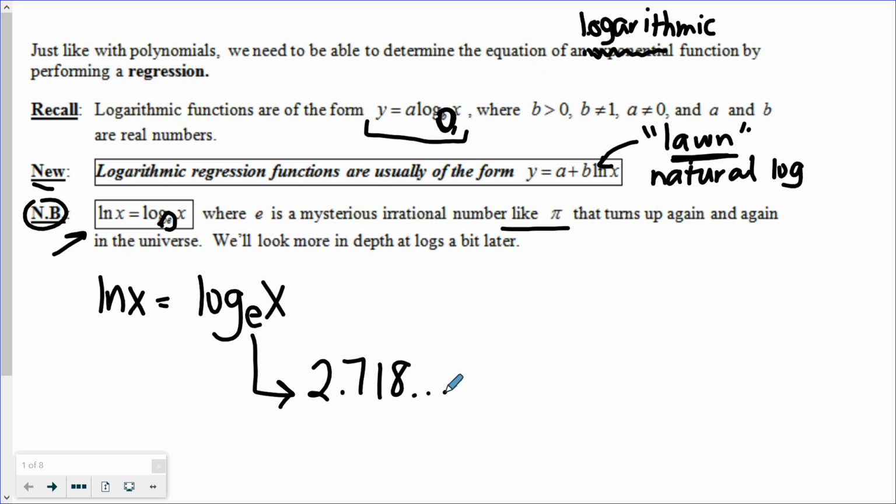You don't need to know the specifics of what it is, but it's actually looking at the value of 1 over 1 plus 1 over 2 plus 1 over 3 plus 1 over 4, on and on and on and on and on.